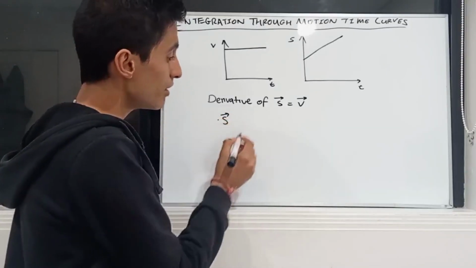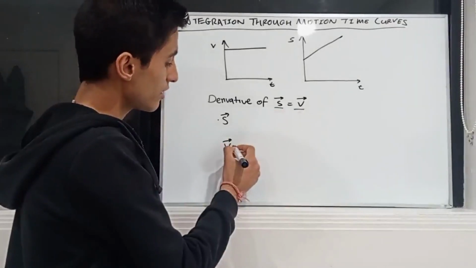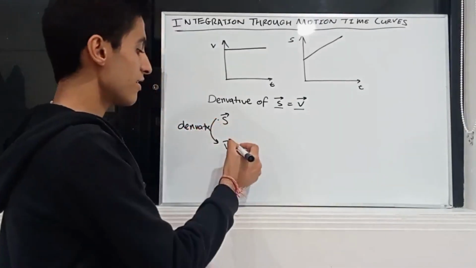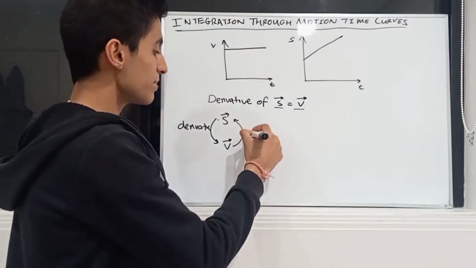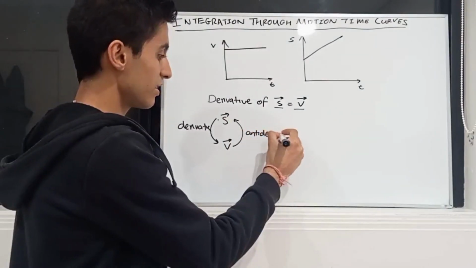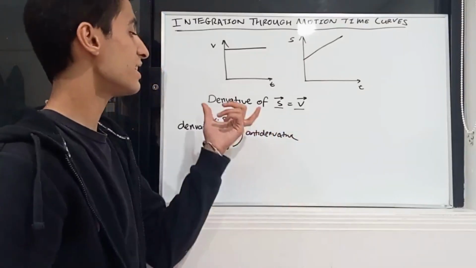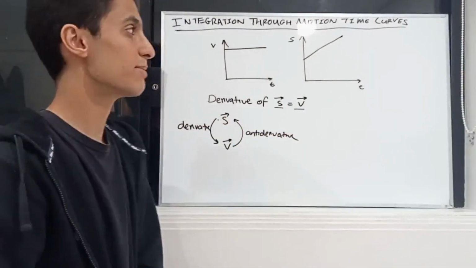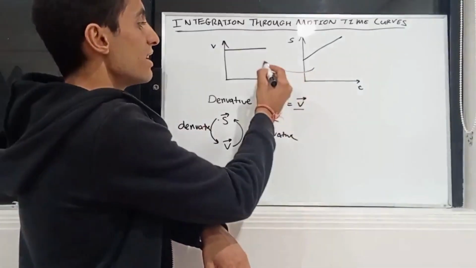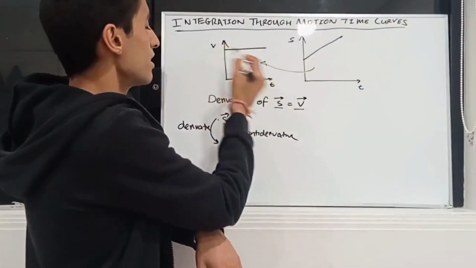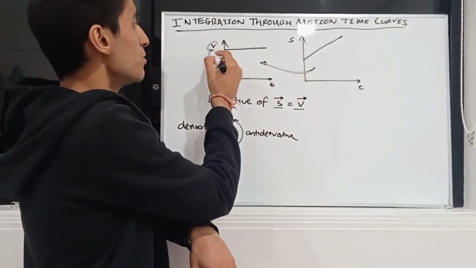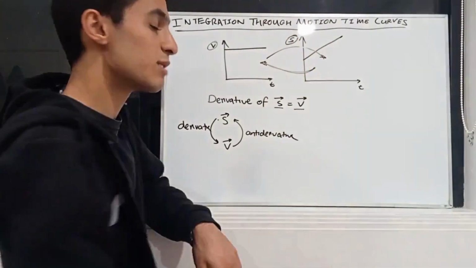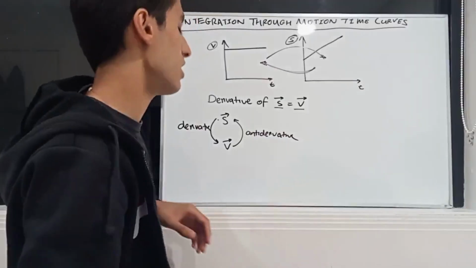So if the derivative of this is velocity, if you go the other way around, that must be the antiderivative. So we can establish that the derivative of displacement is velocity and the antiderivative of velocity is displacement. To go from here to here, I need to find the derivative, which would be velocity. And to go from here to here, I'd have to find the antiderivative, which would be finding displacement. So it's quite well established.